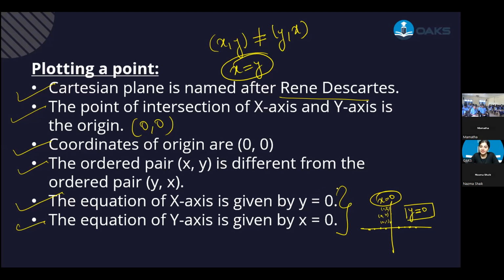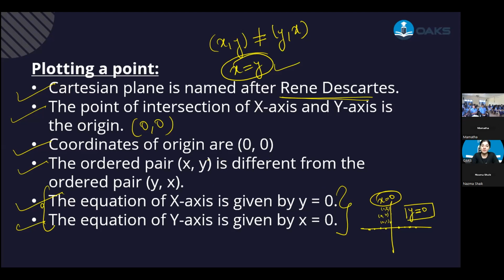Madam, one minute, madam. Yes, sure. So these two are the new points. Everything else you already know: the name of the mathematician, René Descartes, the point of intersection, that is the origin, and the coordinates of the origin, which are 0, 0. The ordered pair (x, y) is not equal to (y, x), and they are only equal when x is equal to y. Is it done? Yes, madam.